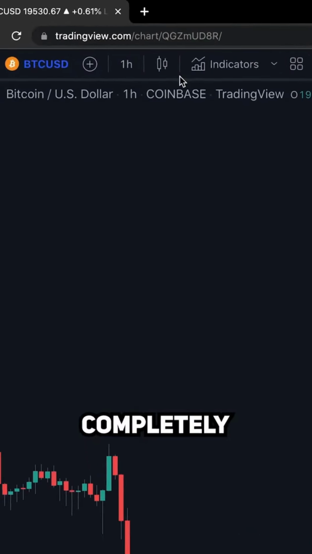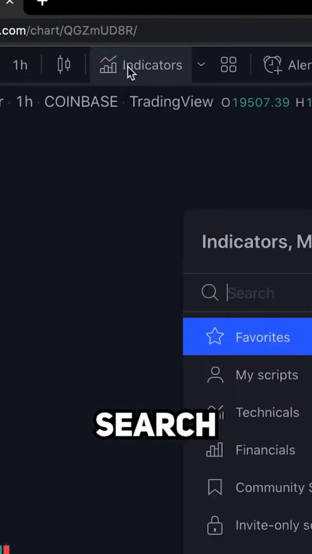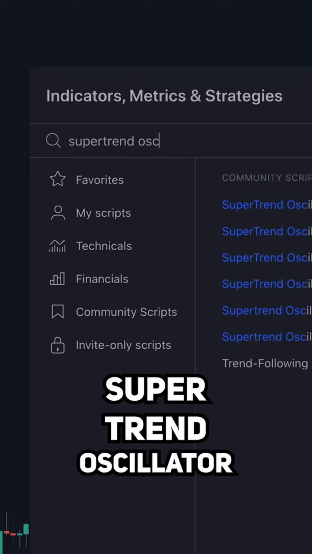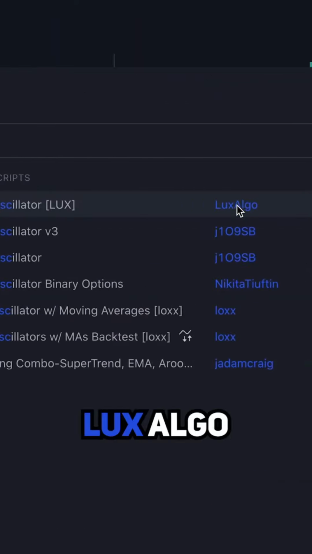If you want to use it completely free, just go to TradingView and search the Super Trend Oscillator and make sure that it's this one by Lux Algo.